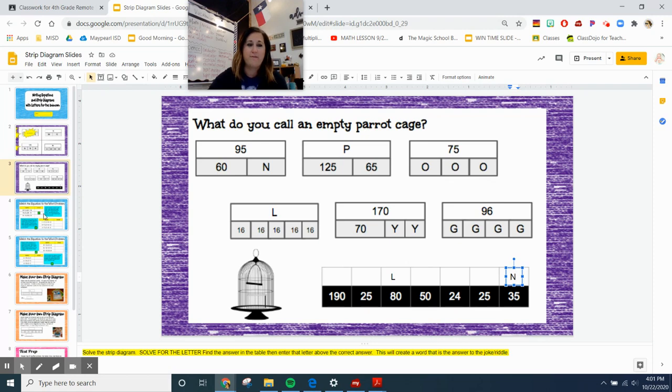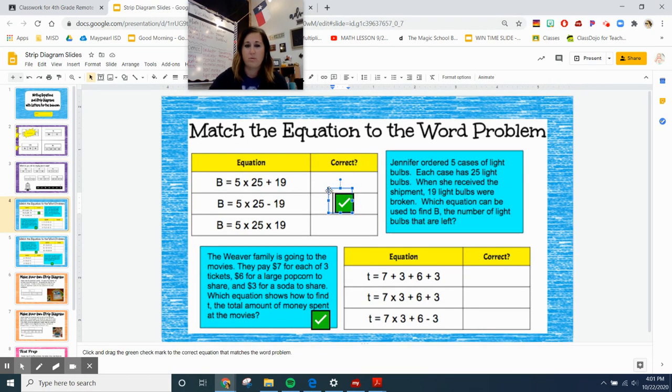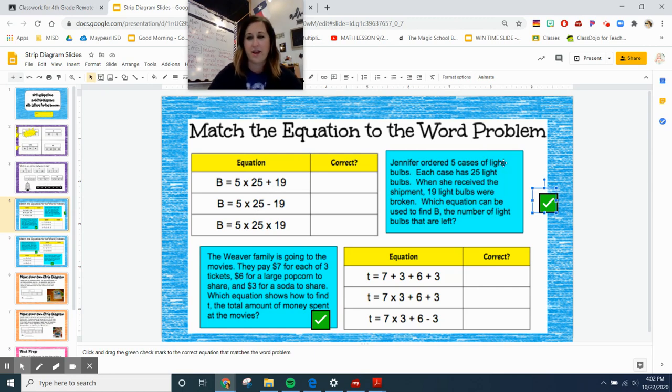Okay, on slide 4, what you're doing is you're going to read this problem, and you're going to look to find which equation matches this problem. So Jennifer ordered 5 cases of light bulbs. Each case had 25 light bulbs, so that's 5 groups of 25, 5 times 25, which you can see they all show that. When she received the shipment, 19 were broken. So which equation can be used to find B, the number of light bulbs that are left?